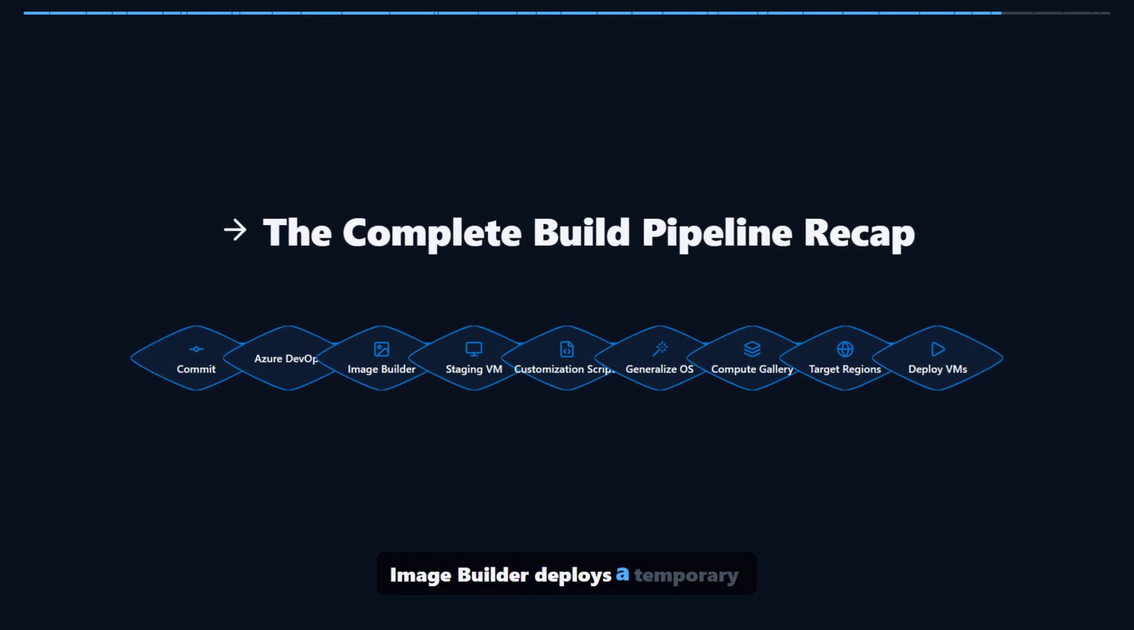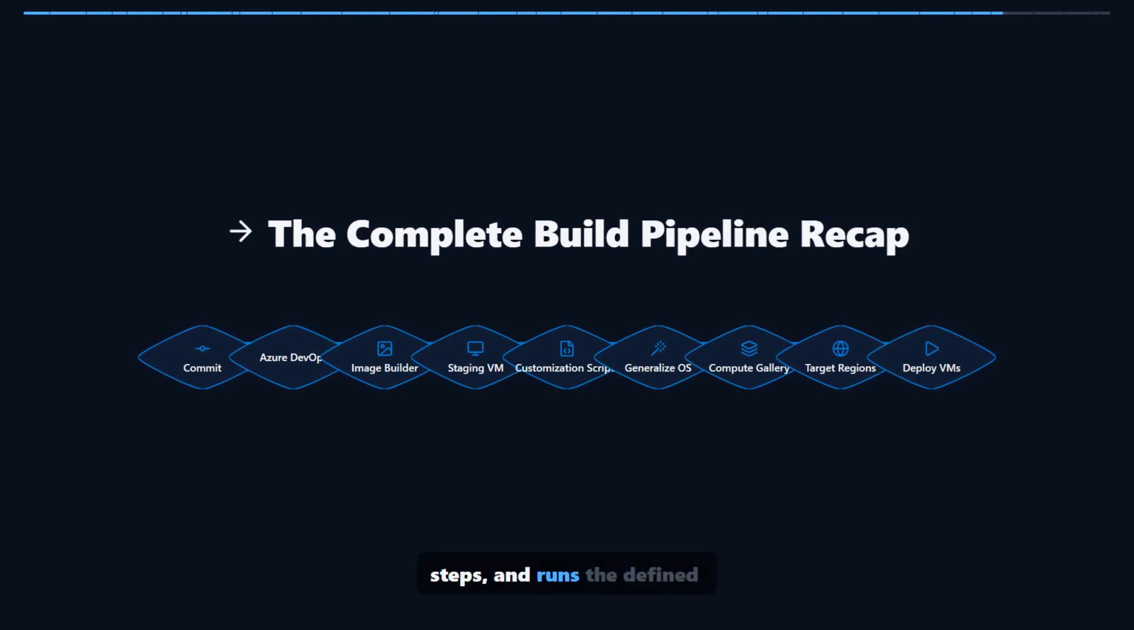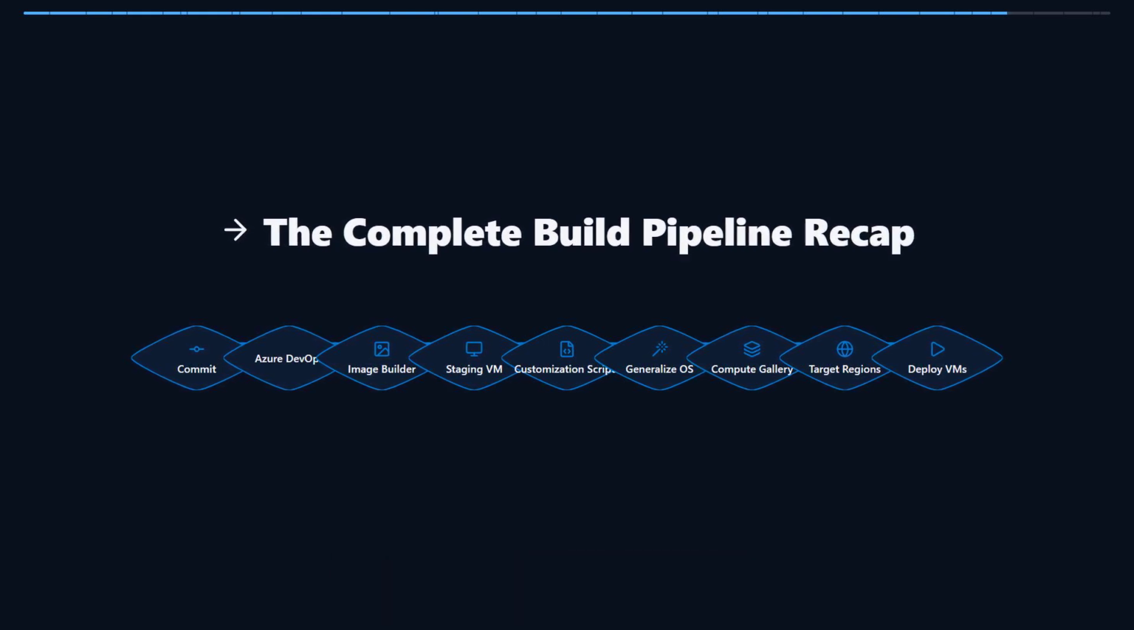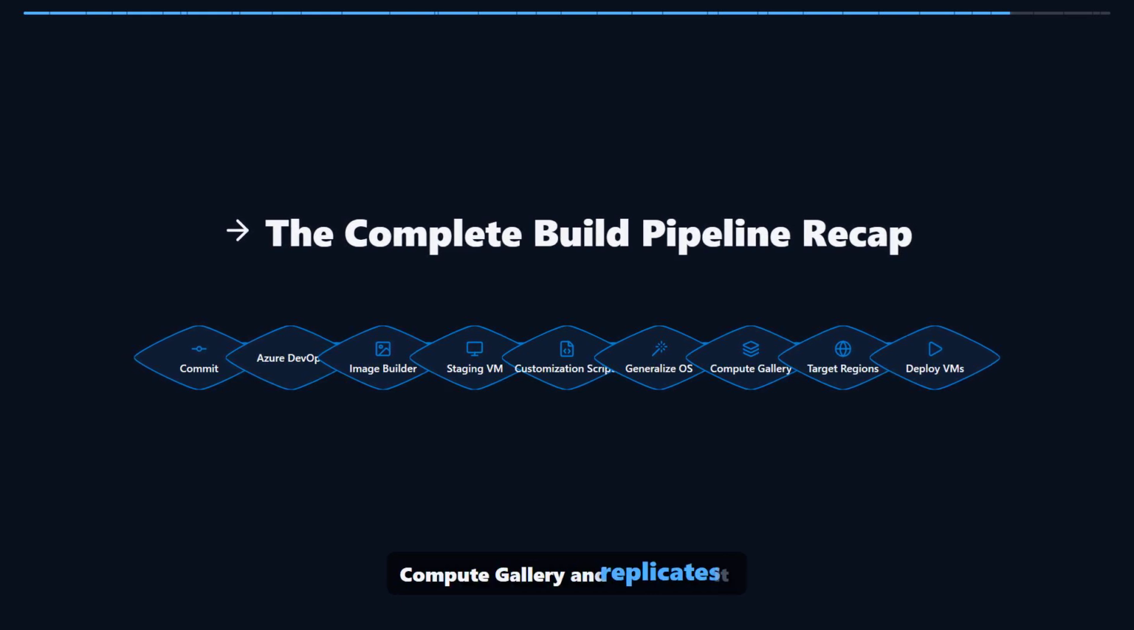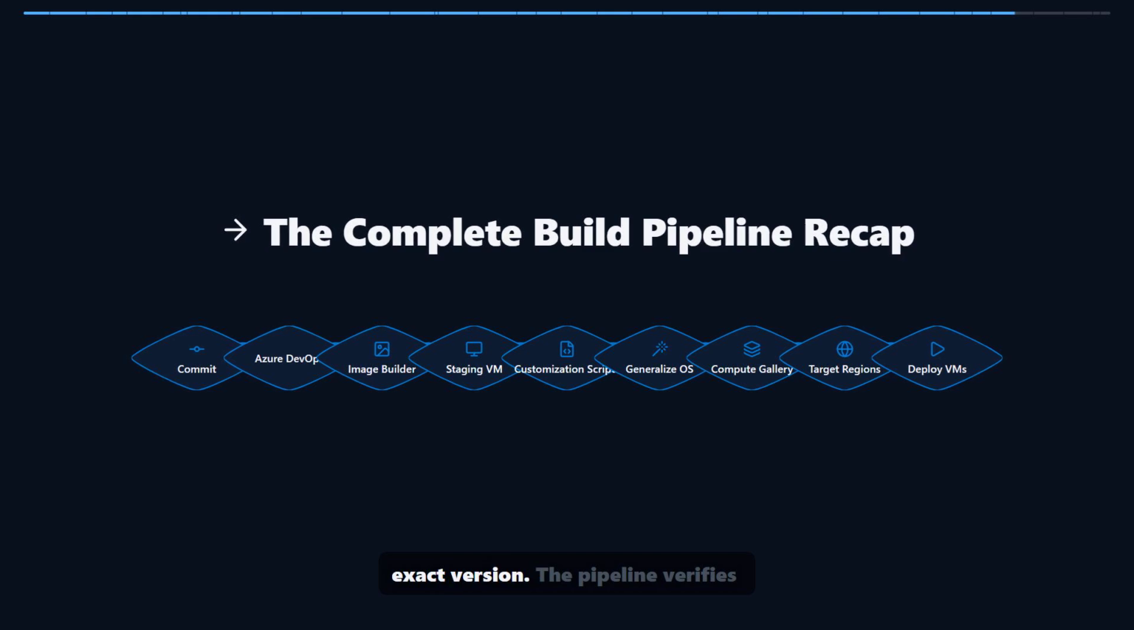Image Builder deploys a temporary build VM, applies the customization steps, and runs the defined validation tests. If validation fails, the pipeline stops and no production image is promoted. If validation succeeds, Image Builder publishes the candidate version to Azure Compute Gallery and replicates it to the selected target regions. The candidate remains excluded from latest, while additional tests run against VMs deployed from that exact version.